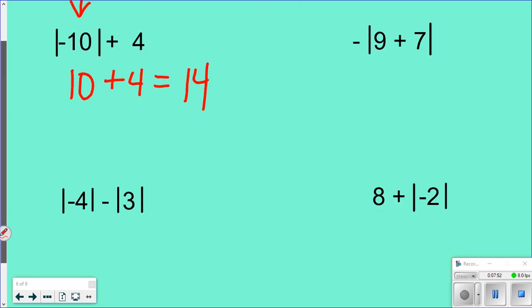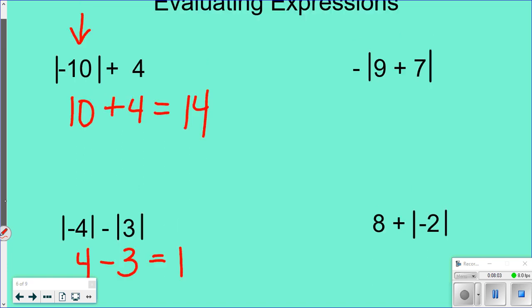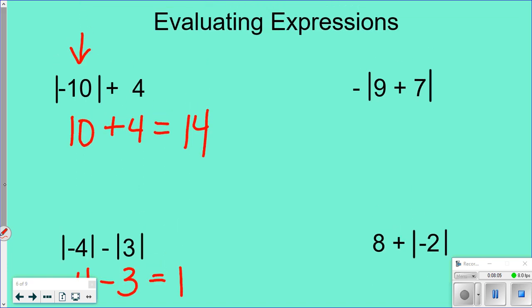Okay, same thing here. What's the absolute value of negative 4? Well, it's 4. Minus the absolute value of 3, which is 3, because it's 3 spaces from 0. 4 minus 3 is 1.